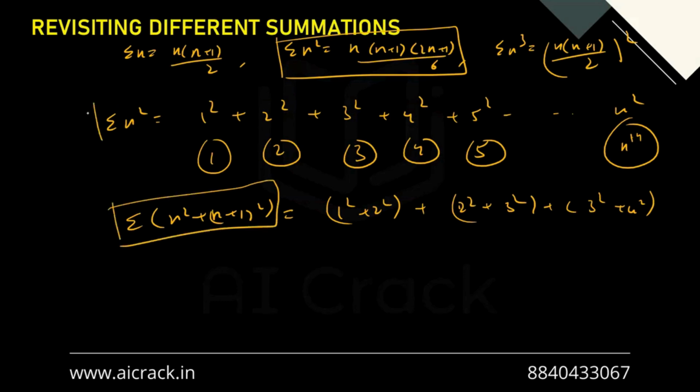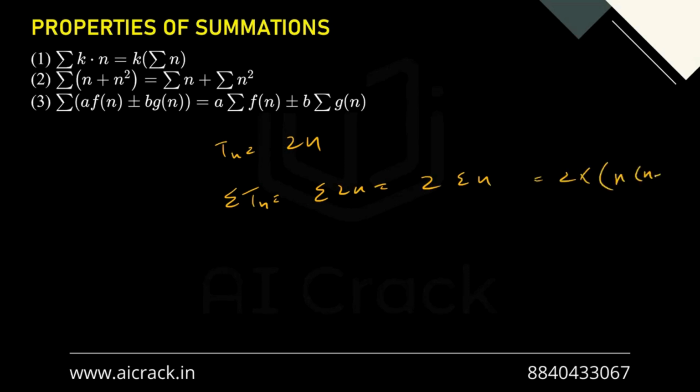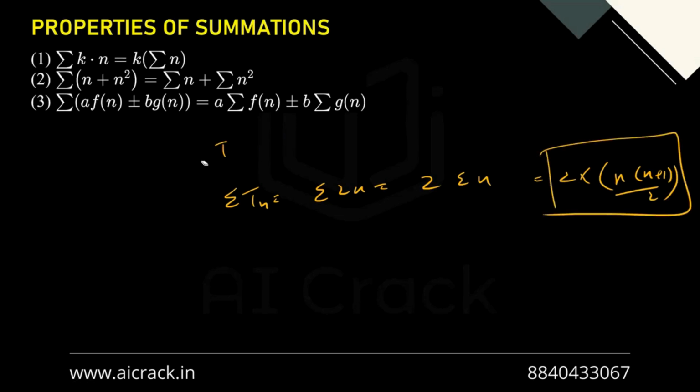Until now, we have talked about just sigma n square, sigma n cube. But can we find out this particular summation? Can we do it? So for that, let's see these properties. The first property is sigma k times n equals k times sigma n, right? So let's say if we have Tn equals 2n, we have to find sigma Tn, that is sigma 2n. That would be 2 times sigma n. That comes out as 2 into n(n plus 1) by 2. We have to use this formula like this, right?